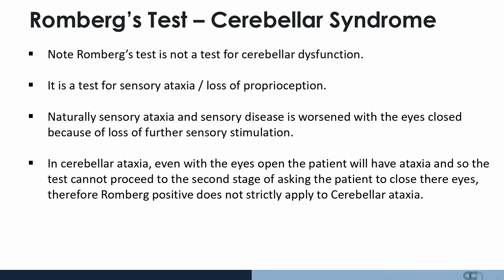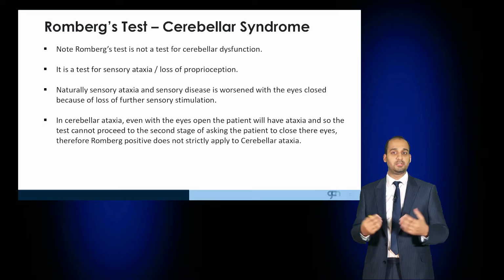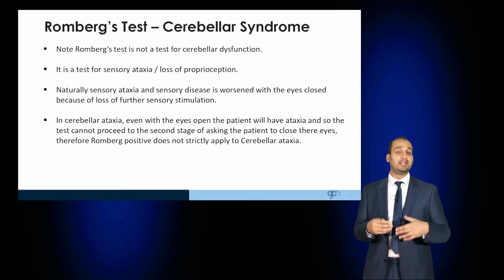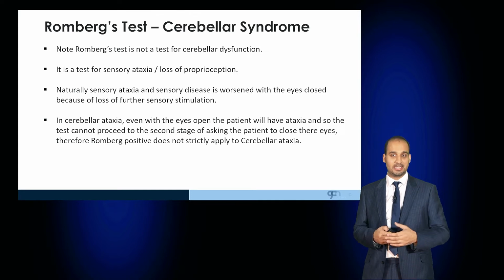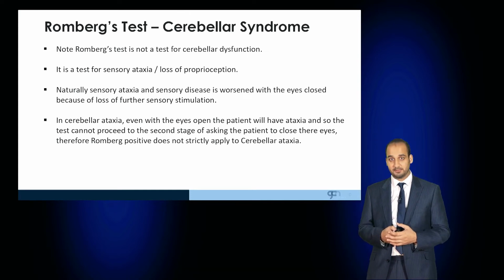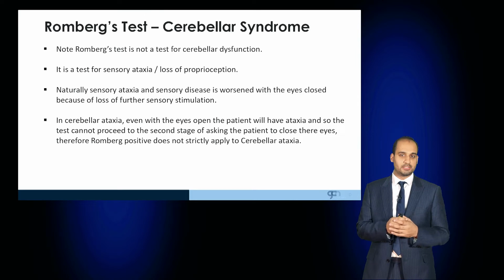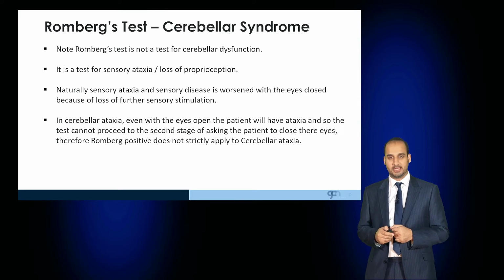Romberg's test is not for cerebellar disease. It's to test for sensory ataxia or loss of proprioception. Naturally, sensory ataxia and sensory disease will be worsened with the eyes closed due to loss of further sensory stimulation. In cerebellar ataxia, even with the eyes open, the patient will have ataxia, and so the test cannot proceed to the second stage by asking them to close their eyes. Therefore, Romberg's positive does not really apply to cerebellar ataxia.